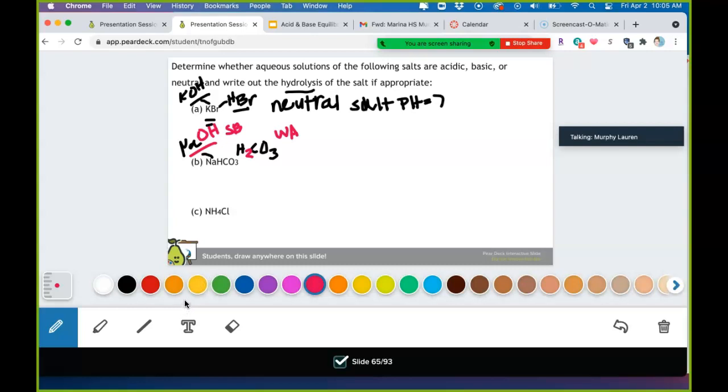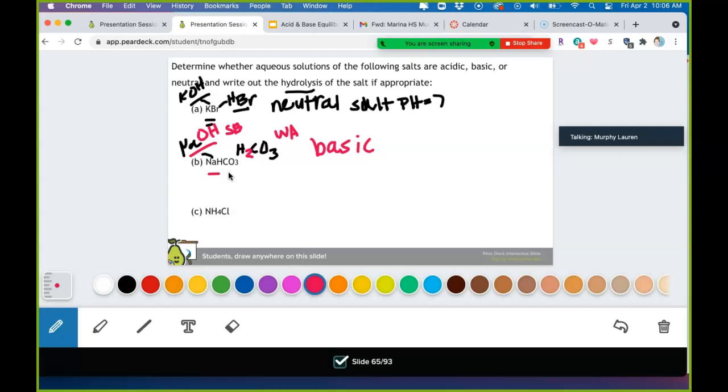Before we did this, I kind of taught you a cheating way to realize whether it's acidic, basic, or neutral. And we did this during the titration problem. A strong base with a weak acid will give you a basic salt. And then I cheated and told you it's because the strong base overpowers the weak acid. Okay? And that's all you need to know for just this brief moment. We'll go back to that later.